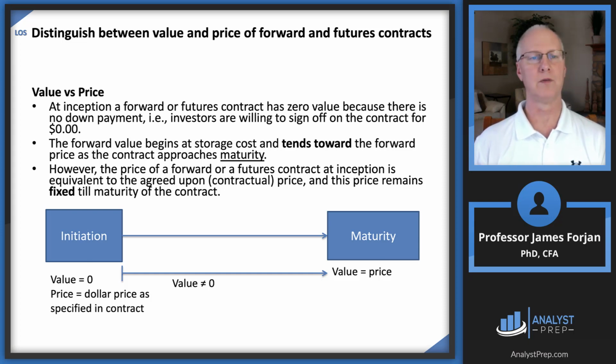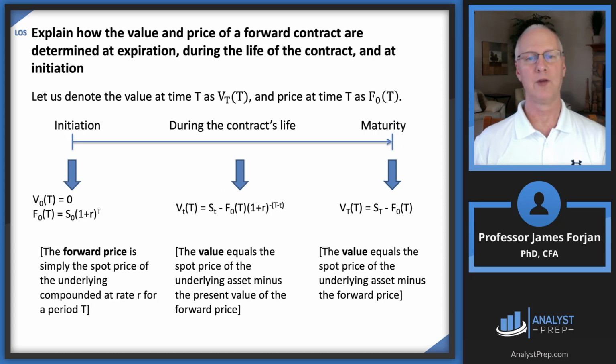And then throughout time, at the end, the value and the price at the maturity date are going to equal each other. Here's a great LOS that should say compute the value and the price of the forward contract, but it just asks us to explain. So we're going to use a couple of formulas here, and then I have a good example. So at initiation, the value is set at 0. The forward price is going to be just the future value of the spot price.